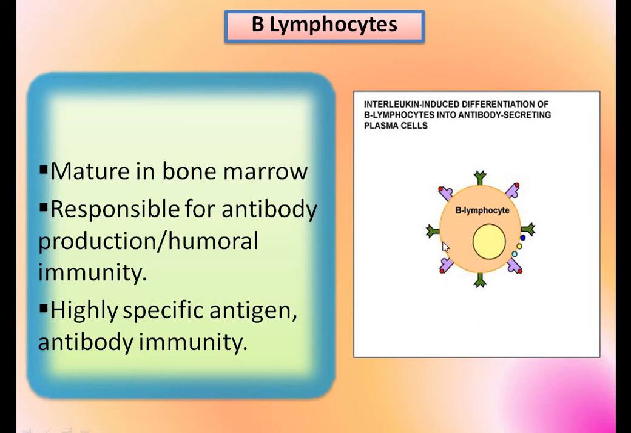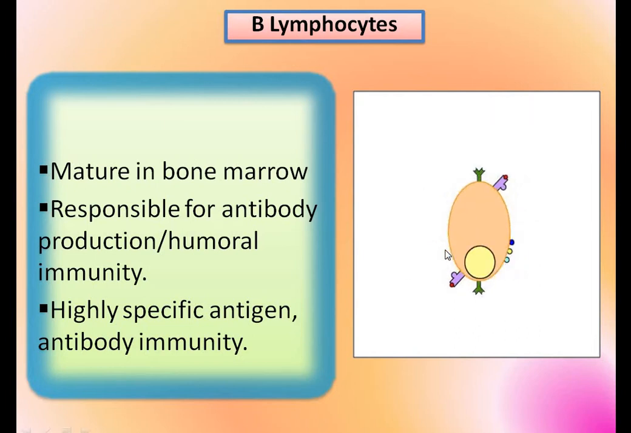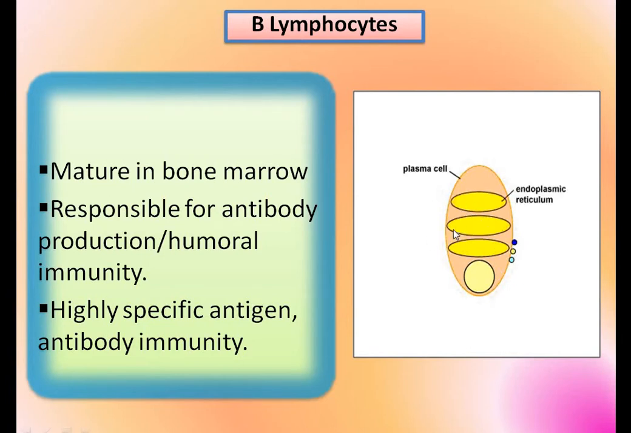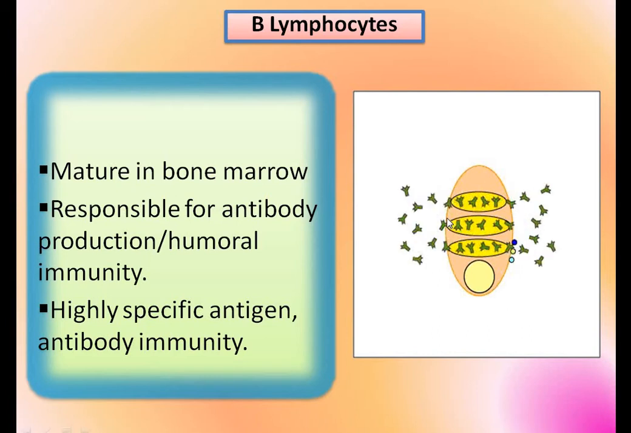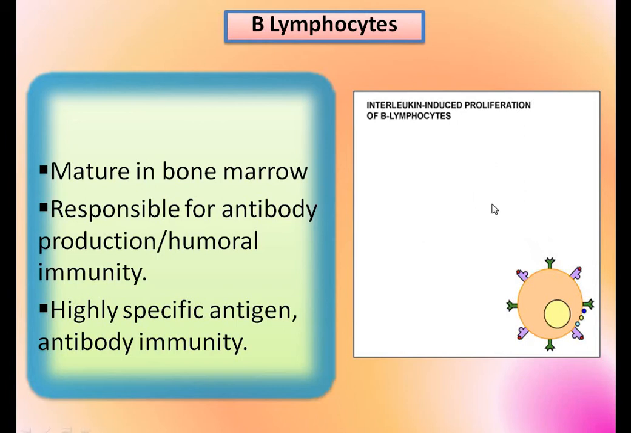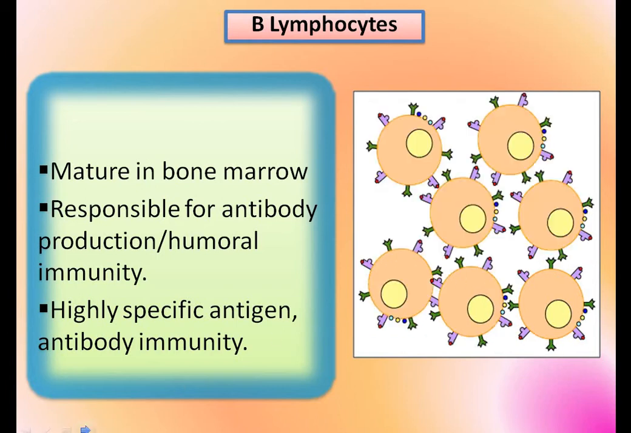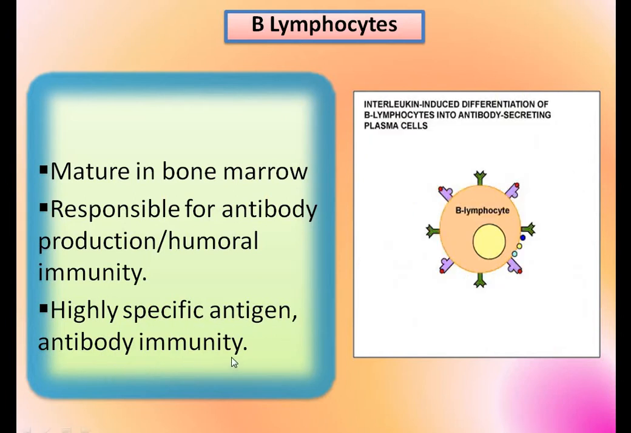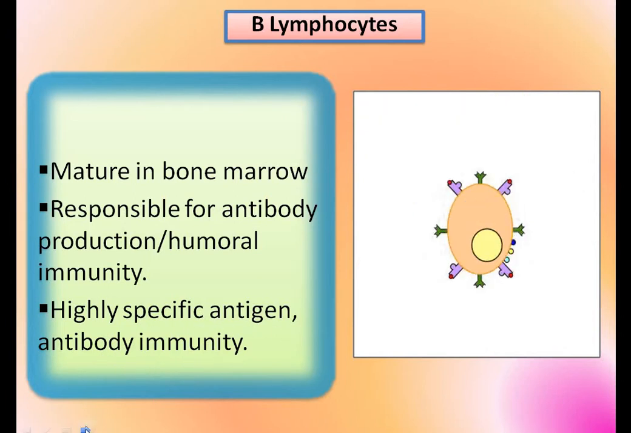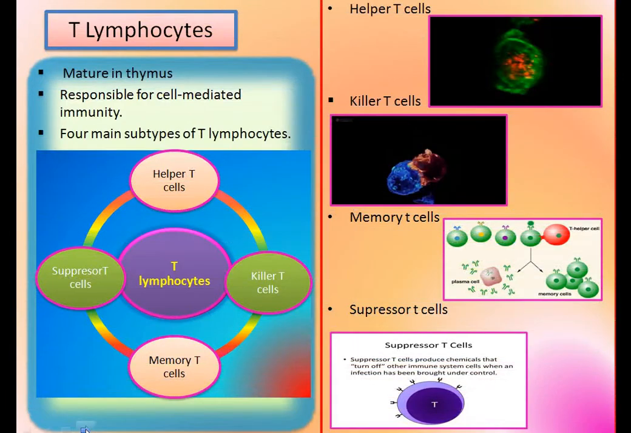For example, antibodies occur in blood, gastric and mucus secretions, and in breast milk. Here the antibodies are produced by the B lymphocytes. B lymphocytes provide highly specific antigen antibody immunity.